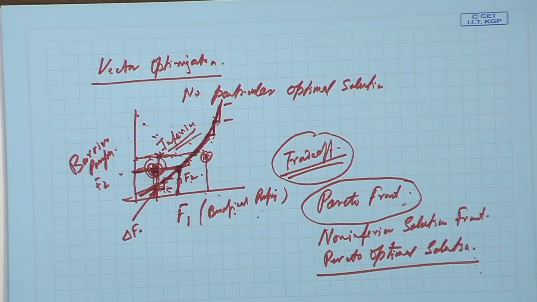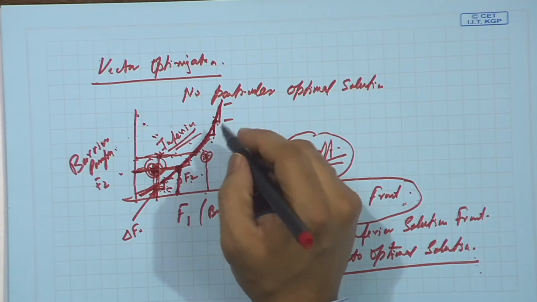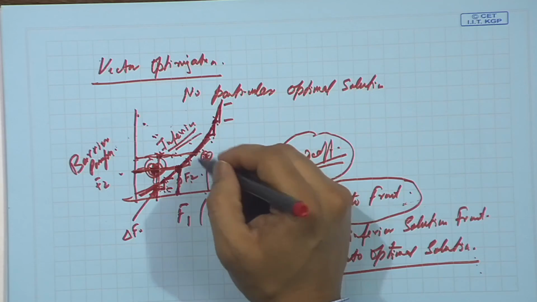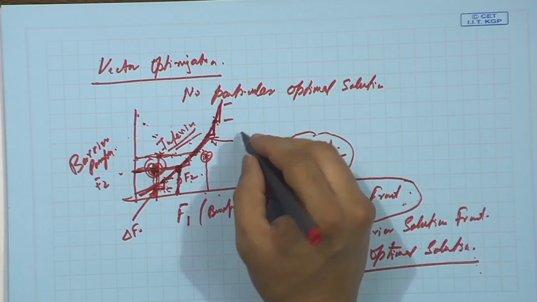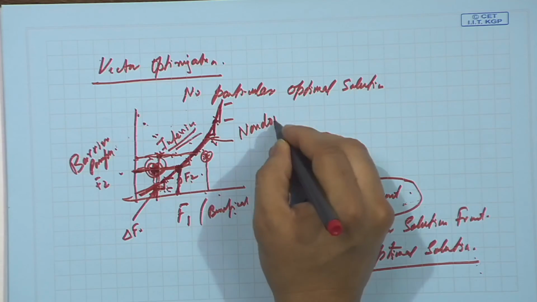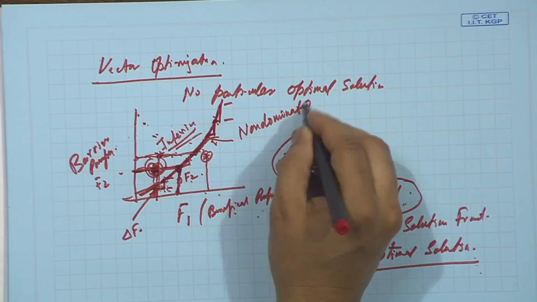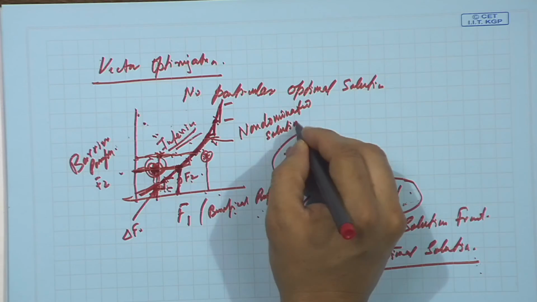Okay. So in multi-objective optimization, you always get a Pareto front, which is called the non-inferior front, and the solutions on this non-inferior or Pareto front are called non-dominated solutions. Okay. Very important.